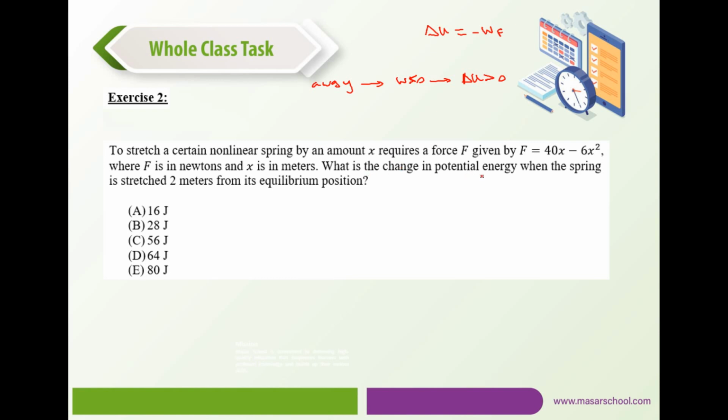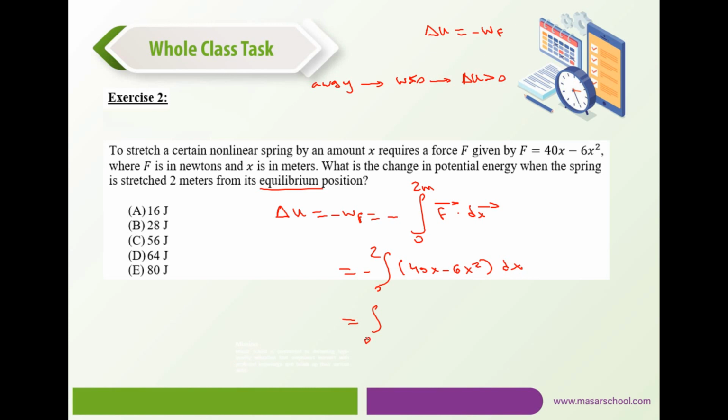Now we're asked about the change in the potential energy. This is straightforward and can be calculated using the following relation. Delta U is minus the work done by the force, which is minus the integral of F dot dx from an initial position given by the equilibrium to a final position given by 2 meters. Now we can replace the force F with 40x minus 6x squared. Now we can directly take this minus sign inside the integral. That would be the integral from 0 to 2 of 6x squared minus 40x dx.